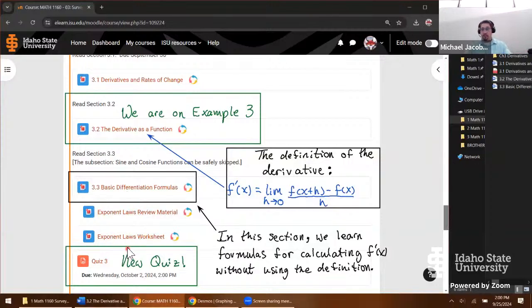Below, I have some review materials. These are from earlier up in the notes, but I just moved them down to this part of the Moodle page because we'll be doing a lot of stuff with exponents. So you might want to brush up here if you feel like you're a little bit rusty on exponents.